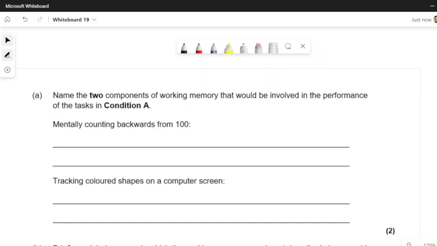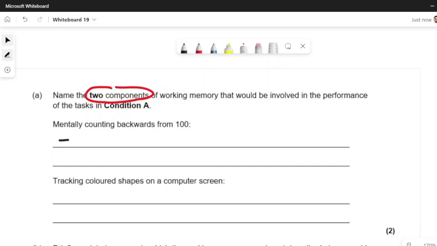Okay, so once you've had a think and maybe paused the video, obviously the components from before: we have the episodic buffer, we have the phonological loop, with sections, subsections within that, we have our central executive, we have the visuospatial sketchpad. So in terms of completing these questions, again, you might want to pause, you might want to have a go now, and then we'll go through.